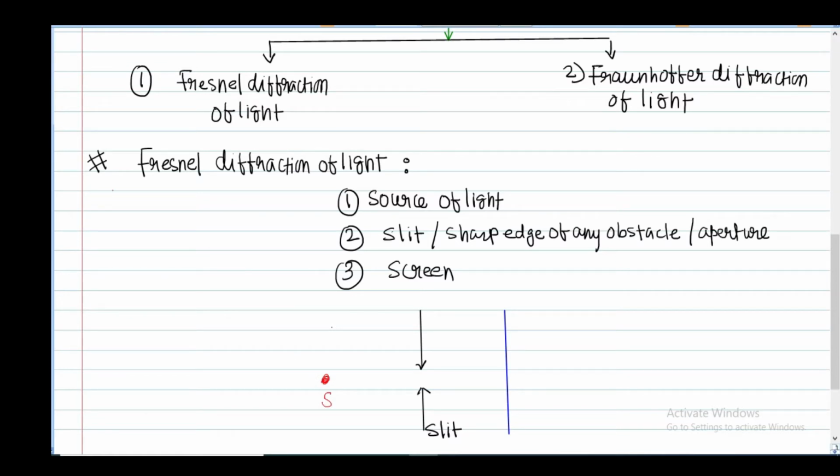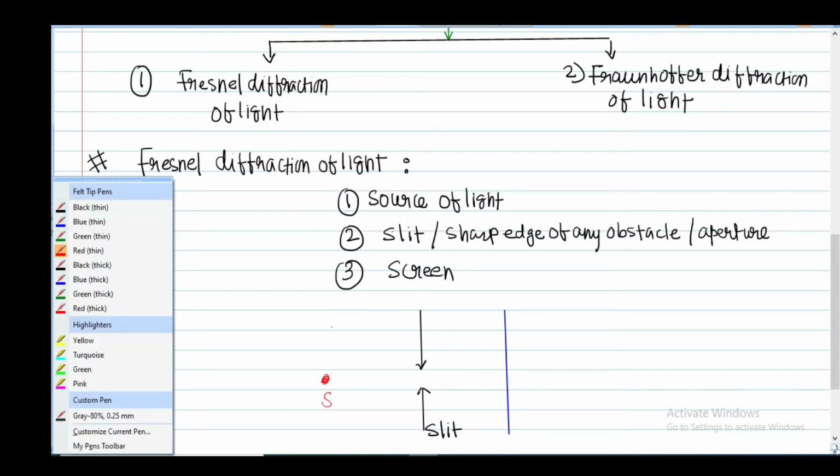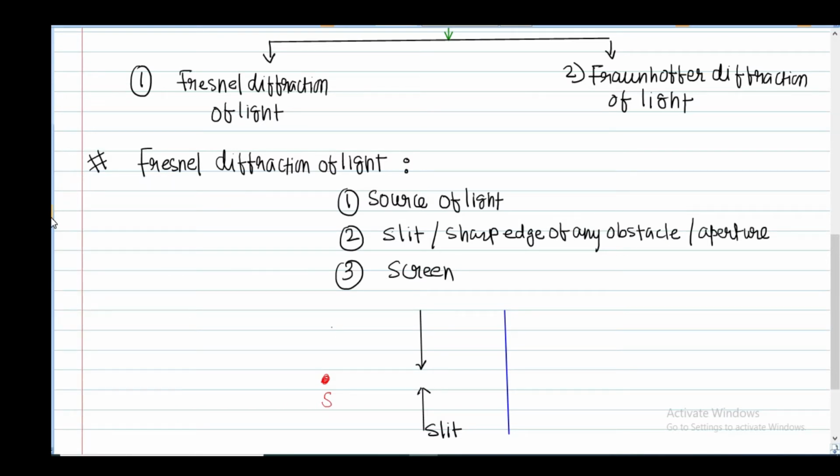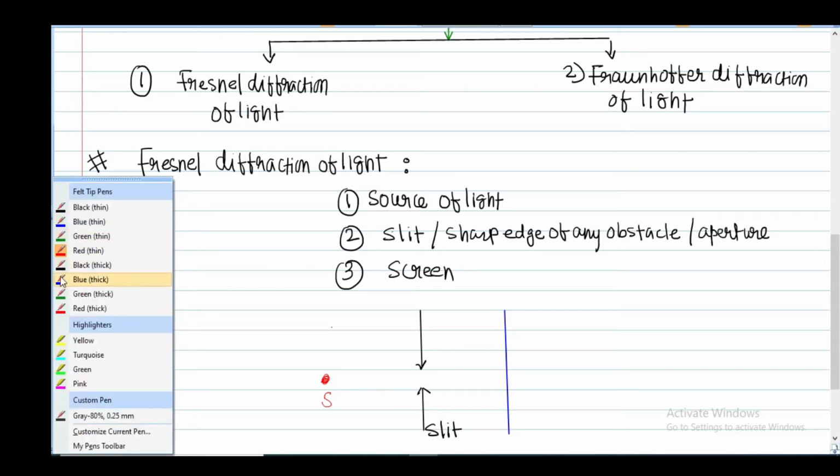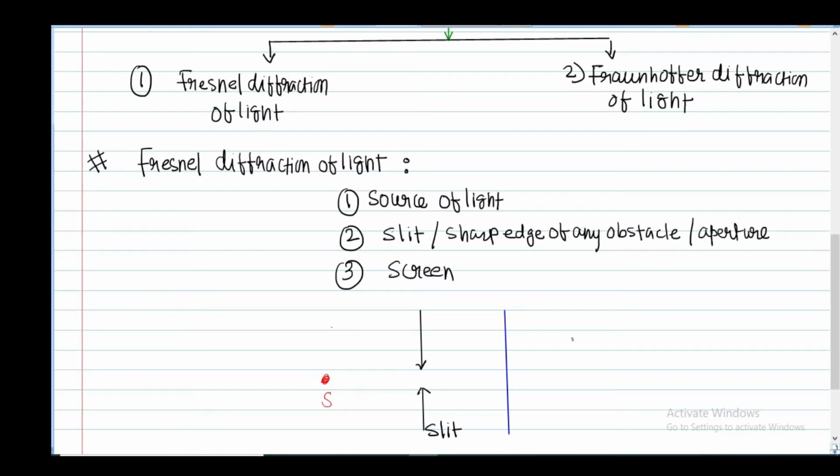So here, in such type of diffraction of light, or in Fresnel diffraction of light, the source, slit and the screen, all these three components used in the diffraction of light are kept very near to each other, or at a finite distance with respect to each other. Then such type of diffraction of light is known as Fresnel diffraction of light.